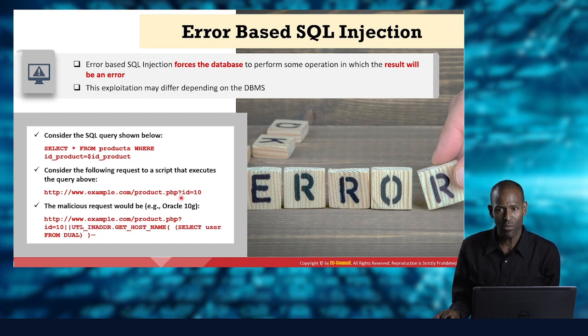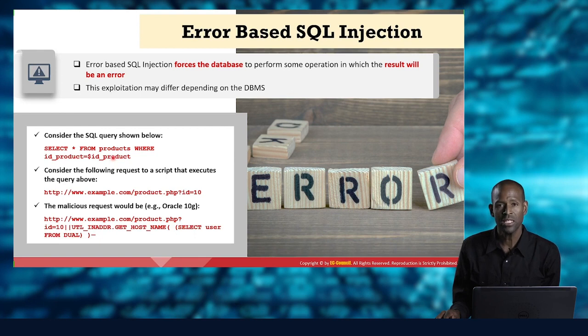So this is a parameter, ID equals 10. This ID equal 10 actually generates and uses this SQL query that you see here. So the following request to a script executes the query above. This uses product ID 10 as the $ID_product variable.